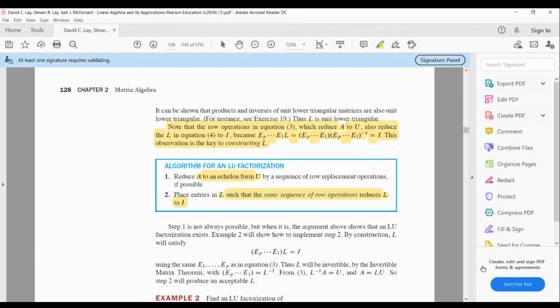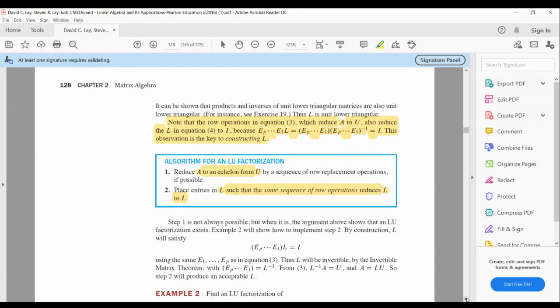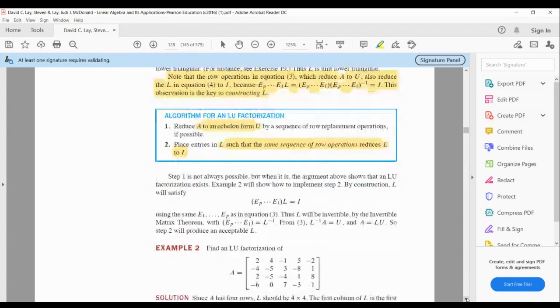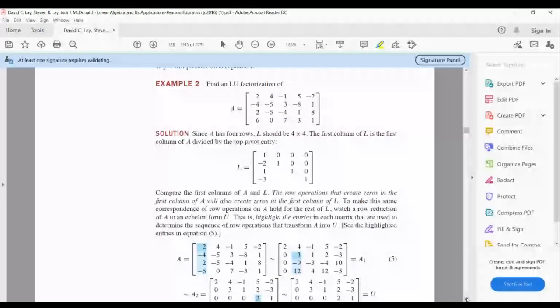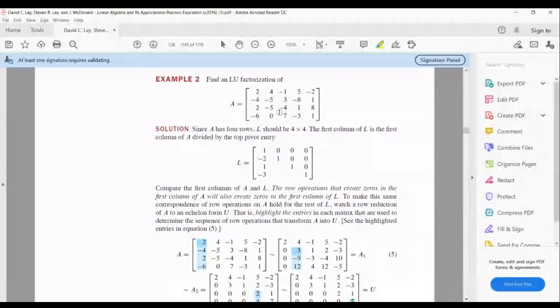And this is where example 2 comes in. To appreciate this algorithm, to understand it, I had to show you that example that I did. Find an LU factorization of A. Now A here is 4 rows, 5 columns. You don't have to have a square matrix to find an LU factorization.